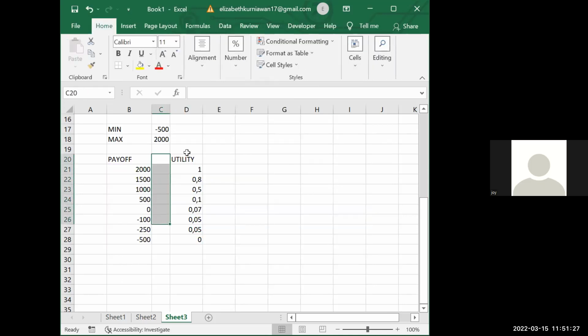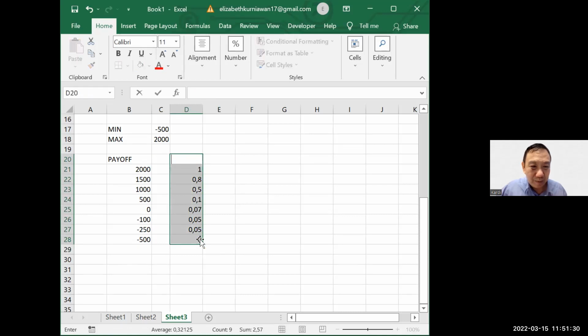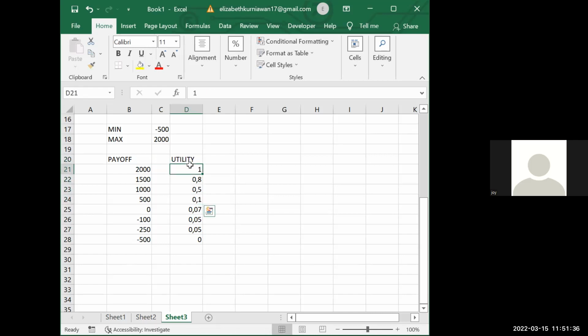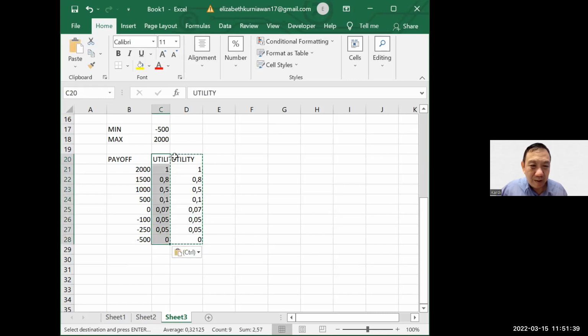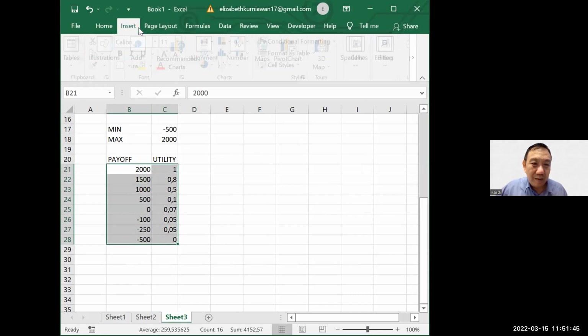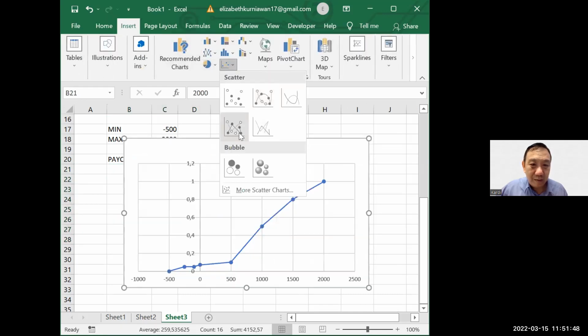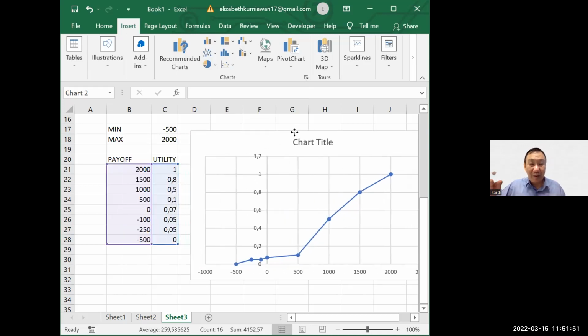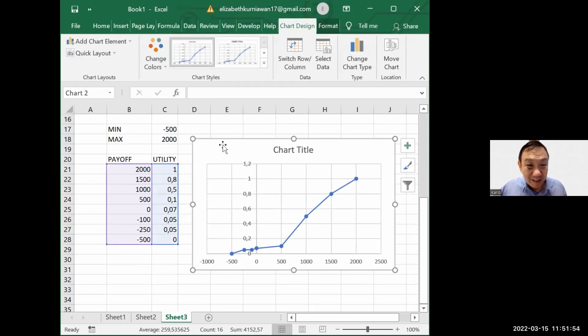I think this gap is okay, you can move. Move all and then go there. Okay, that one. Oh, good. Now you can see your own chart. Utility chart: the horizontal axis is your payoff, and the vertical axis is your utility. Interesting. Later I will discuss the meaning of that chart.